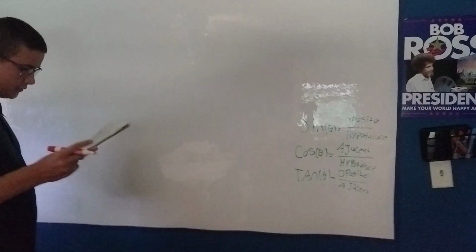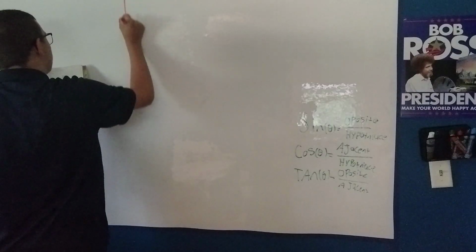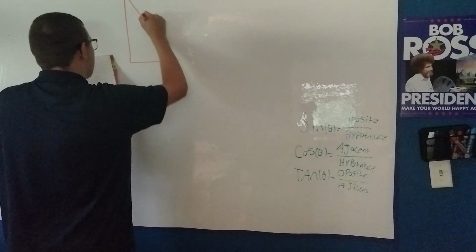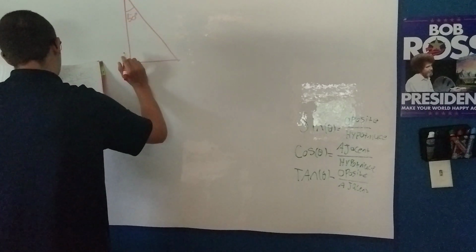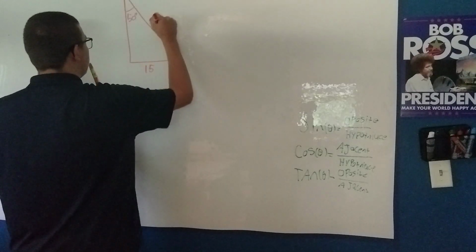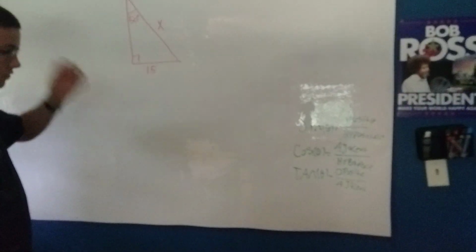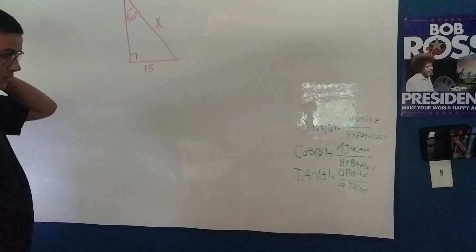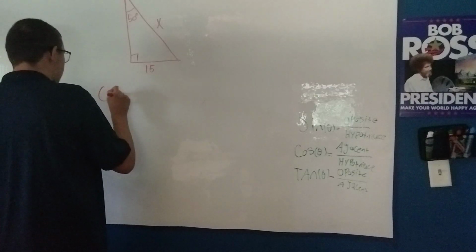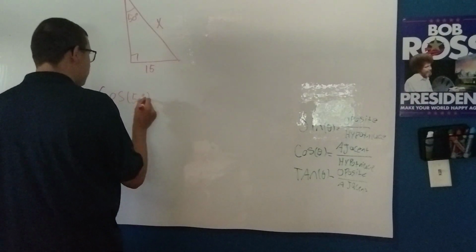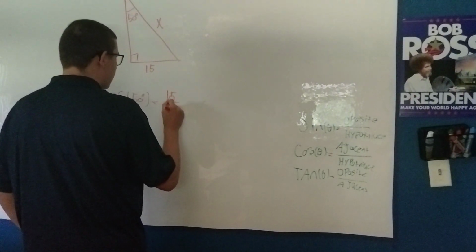Next, I'll give you two more. We're not going to go through all 9 of these. Here we have a triangle like this. Okay, so this is 50 degrees. This is 15, and this is x. Right here, we're dealing with the hypotenuse and the adjacent. When dealing with the hypotenuse and the adjacent, you use the cosine. So we take the cosine of 50 degrees is equal to the adjacent over the hypotenuse, 15 over x, like that.